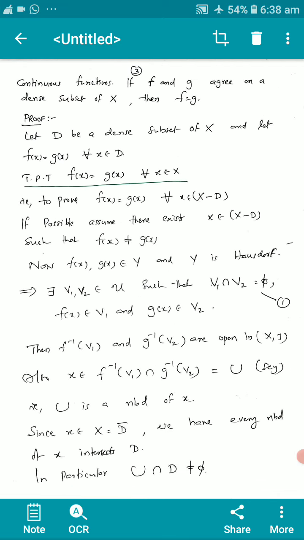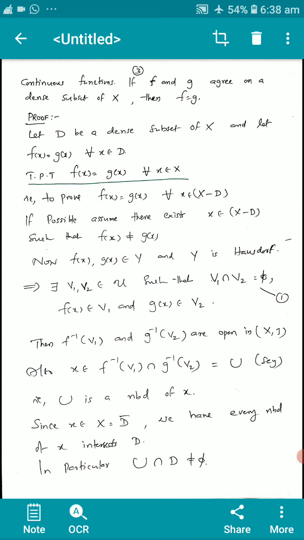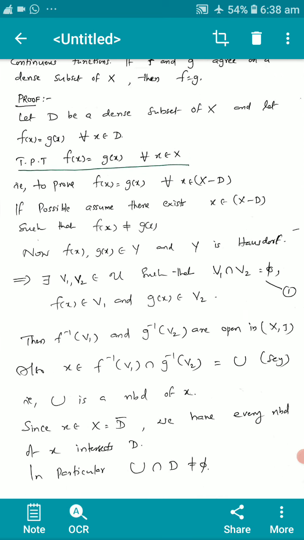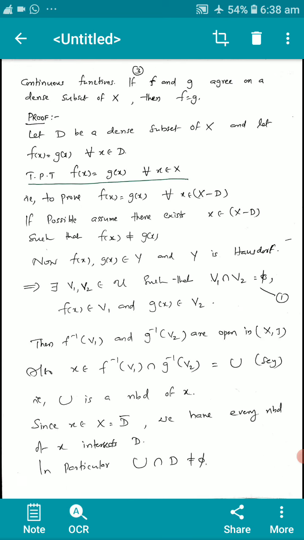Let D be a dense subset of X, and let f(x) equal g(x) for all x in D. Because D is a dense subset, and on D, that is for every x in D, f(x) equals g(x), that is, f and g agree on D. That is the meaning. Let D be a dense subset of X, and let f(x) equal g(x) for all x in D.